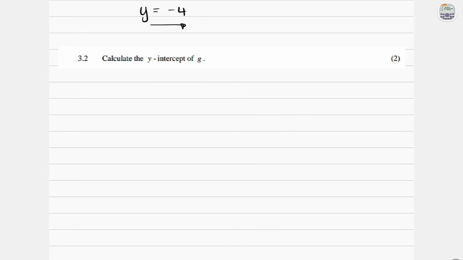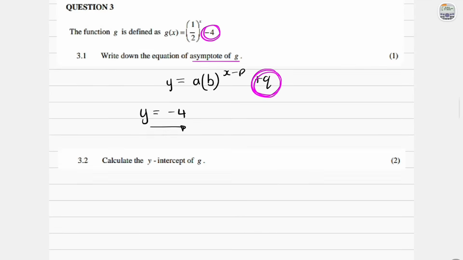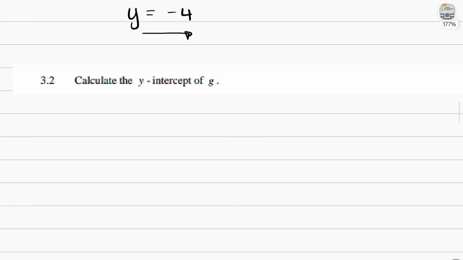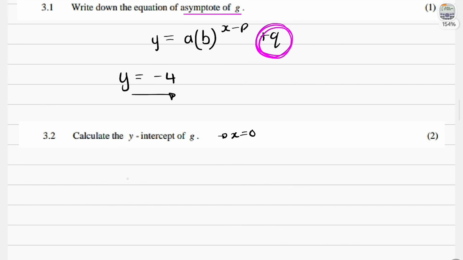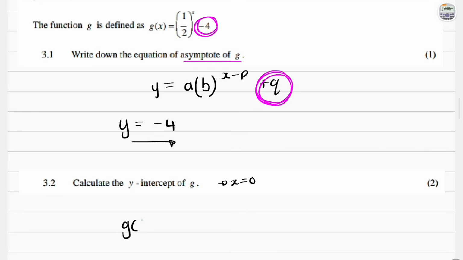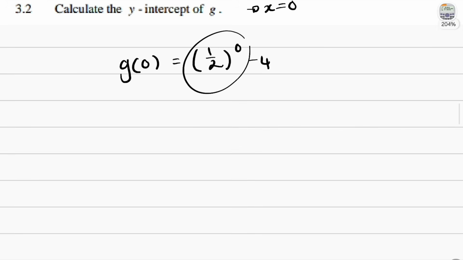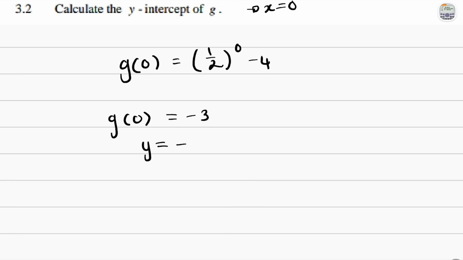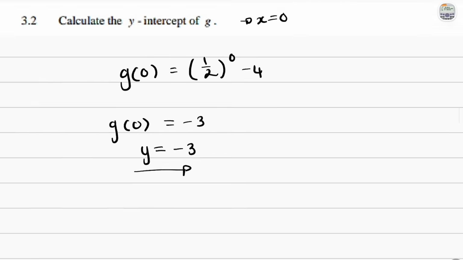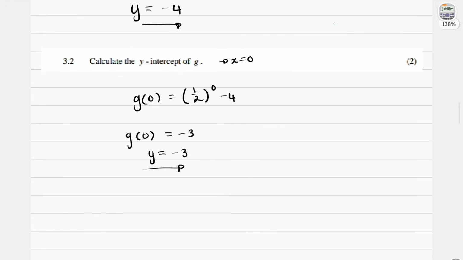Question 3.2 says, calculate the y-intercept of g. So the y-intercept is the point where x is equal to 0. So take the graph of g. So we're saying g of x, but in place of x, substitute 0. So this is equal to 1 over 2 raised to the power of 0 minus 4. And you know that anything to the power of 0 is equal to 1. And so minus 4, and that gives us negative 3. So g of 0 equals negative 3, meaning our y-intercept is negative 3. And that is our answer. Moving on to the next question.